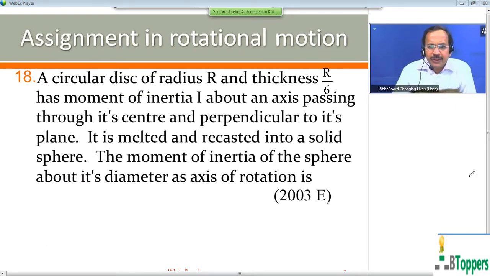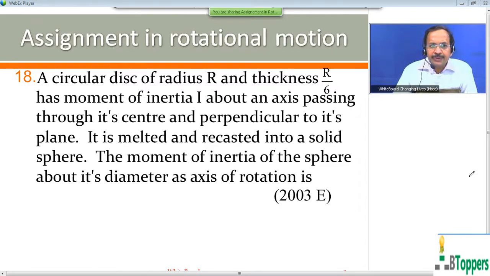You see the next question, question number 18. A circular disc of radius r and thickness r by 6 has moment of inertia I about an axis passing through its center and perpendicular to its plane. It is melted and recast into a solid sphere. The moment of inertia of the sphere about its diameter or axis of rotation is... You are asked to find the moment of inertia of the sphere in terms of I, that is the moment of inertia of the circular disc.